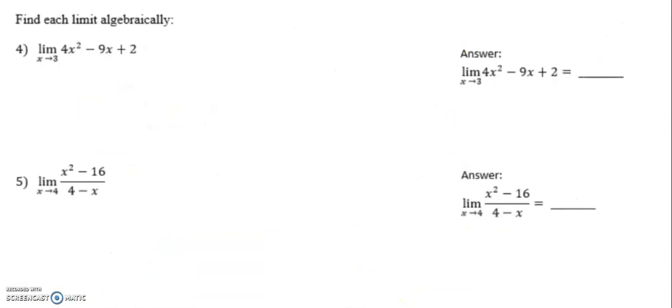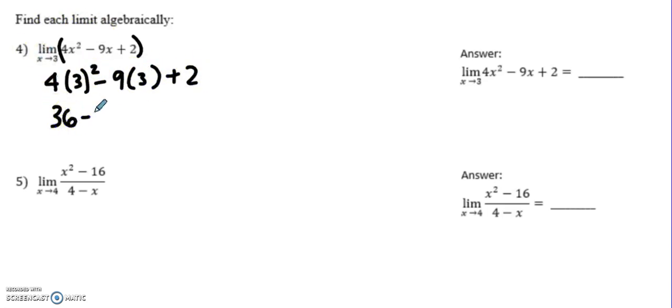All right, limits algebraically. Remember, our first method for a limit is always going to be substitution. So I have the limit as x approaches 3 of this whole function. So I'm going to try to substitute in 3, see what happens. 3 squared, 9. 9 times 4, 36, minus 27 plus 2. 36 minus 27, thinking 9 plus 2 gets me an answer of 11.